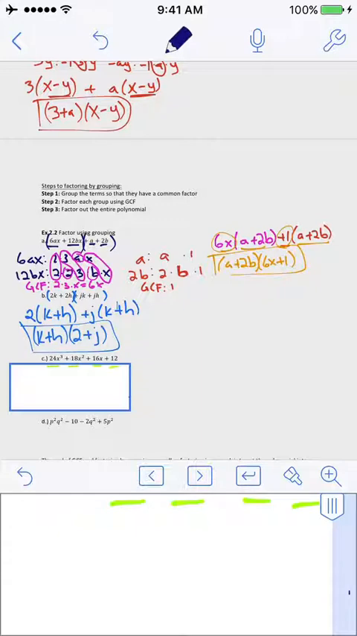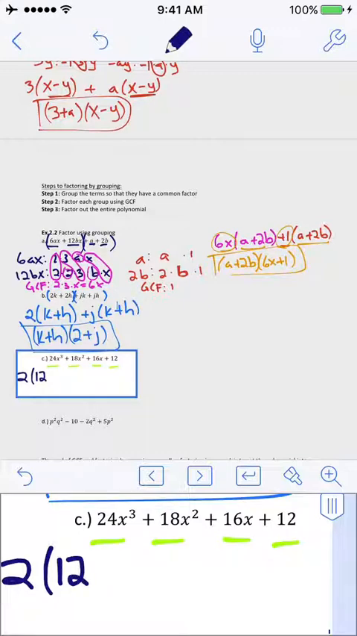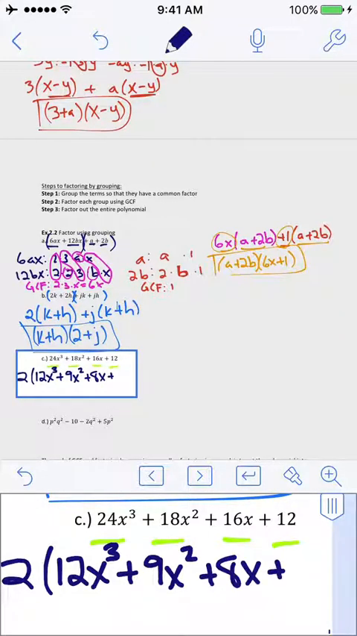I'm going to show you this problem in 2 ways. What happens when you do take out the GCF? What happens when you don't? Because you can still arrive at the same answer if you forget the first step. But your life is going to be so much easier if you just start by taking out that 2. So if I take out a 2, I'm left with 12x cubed plus 9x squared plus 8x plus 6.